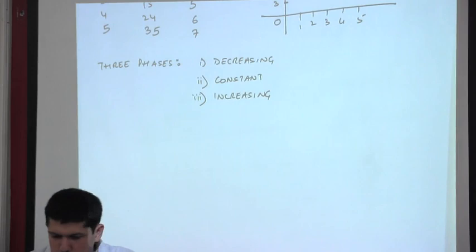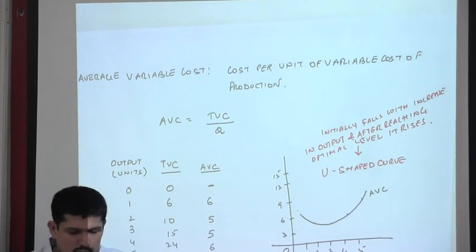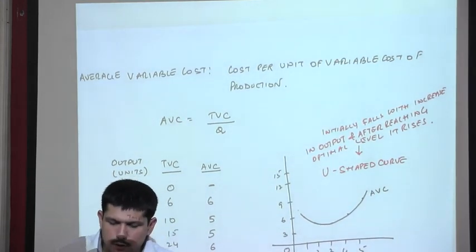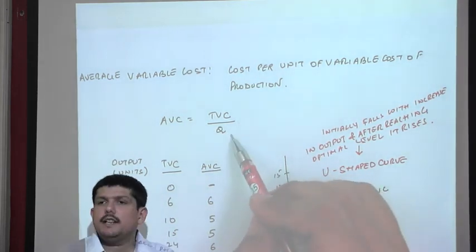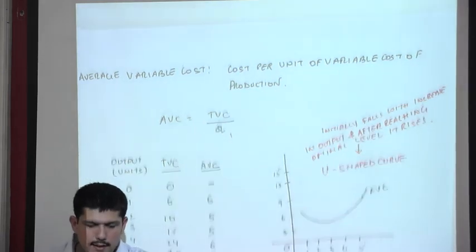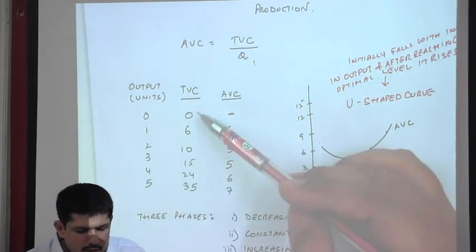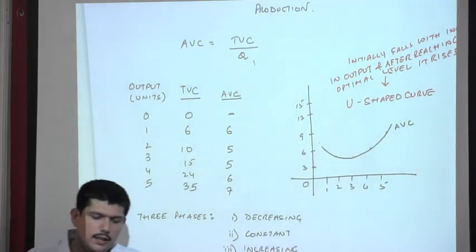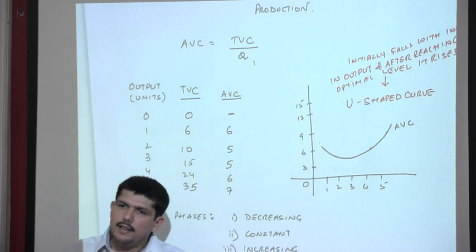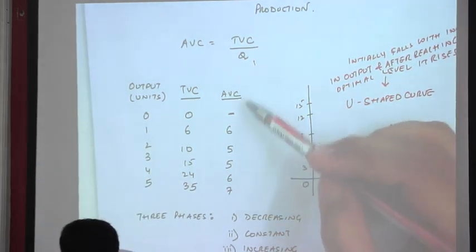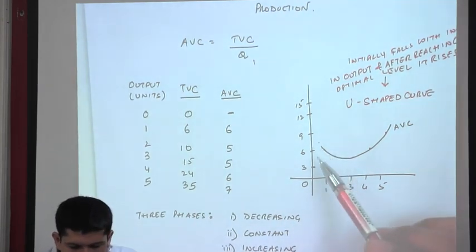Okay? Let's move on to the average variable cost. Average variable cost is the cost per unit of variable cost of production, which says that AVC is equal to TVC divided by the quantity of output, right? So if the quantity is increased from 0 to 5, our variable cost will show a trend where it will first increase at a decreasing rate and then increase at an increasing rate. And this is our average variable cost. So what will be the shape of the average variable cost curve? It will be a U-shaped curve.